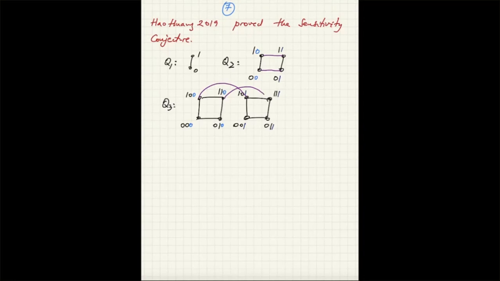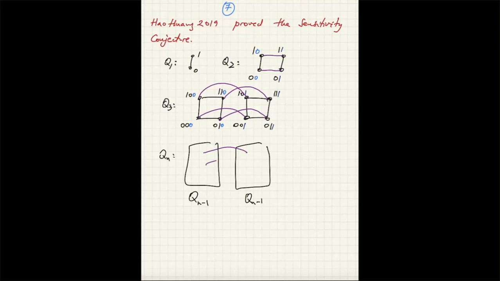That's okay. So in general, for Qn, you will have a copy of Q(n-1) here, and you'll have a copy of Q(n-1) here. And then we have this perfect matching between them like this. Here you have a word star, star, star that ends with 0. And on the other half, you have star, star, star that ends with a 1.